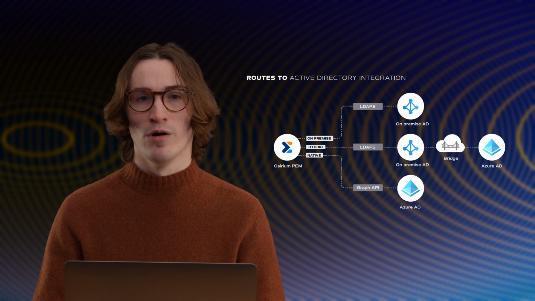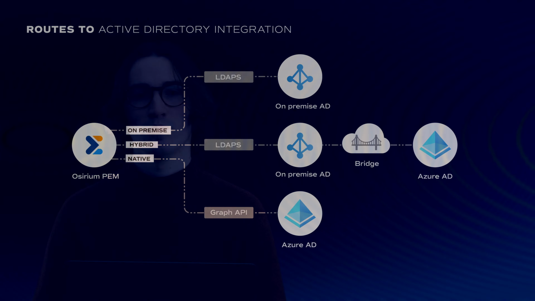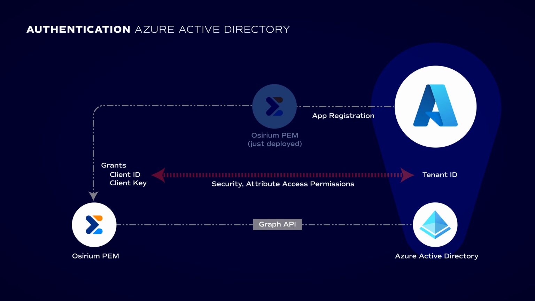As well as supporting on-premise AD and hybrid Azure setups, Osirium PEM offers a fully native experience for organizations using Azure AD. There is no bridge required to an on-premise AD. PEM can be deployed directly from the Azure Marketplace and communicates with your Azure AD as a registered app within Azure, and uses the Graph API to understand the configuration of your users, groups, and devices, as opposed to LDAP-S for a traditional on-premise deployment.